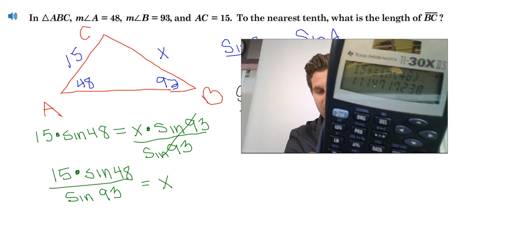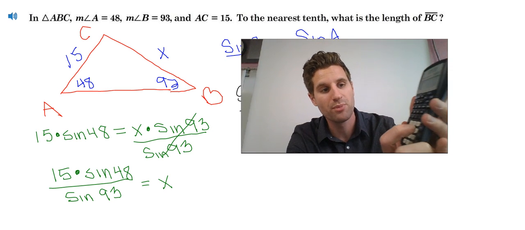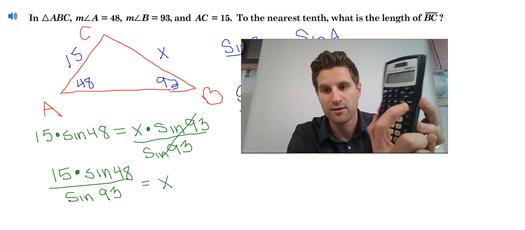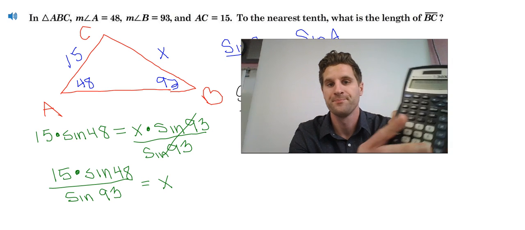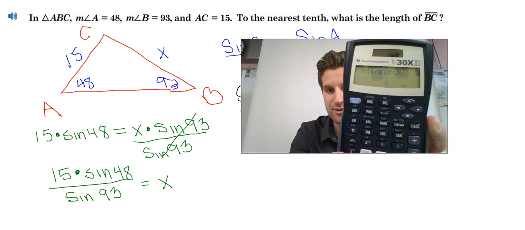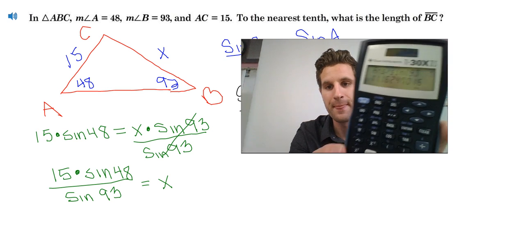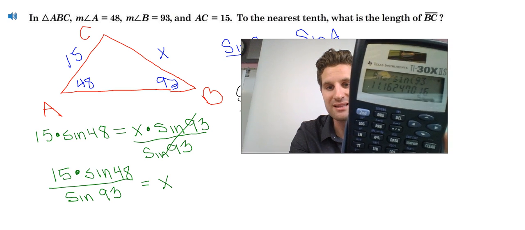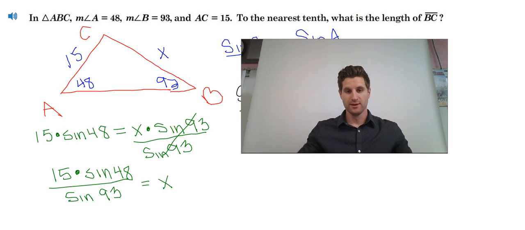When I hit enter, I get 11.147. Then I want to divide by the sine of 93. So I hit the division button here, and then sine 93. The answer from before divided by sine 93, hit enter, and we get 11.16. And that's my answer.